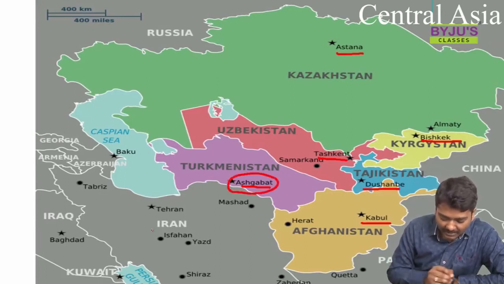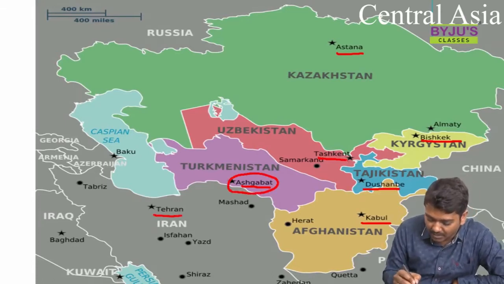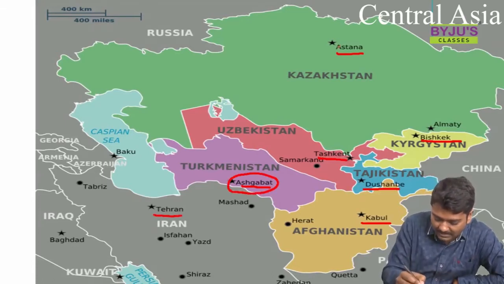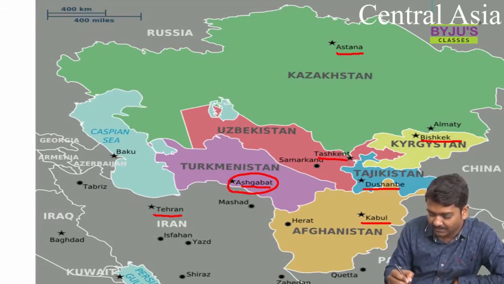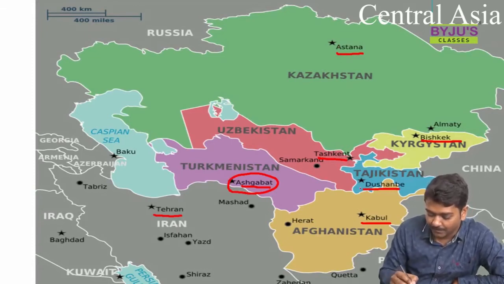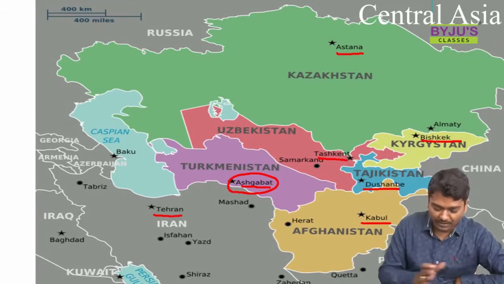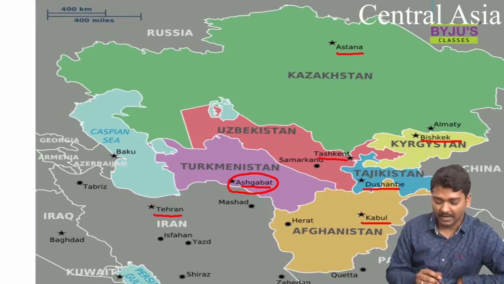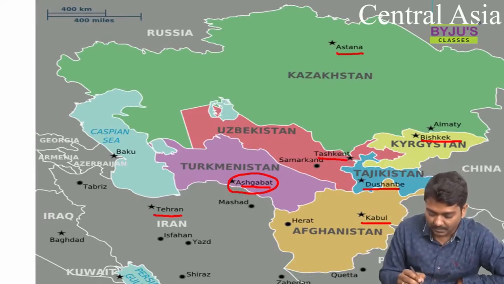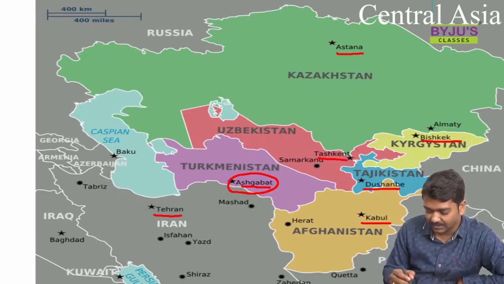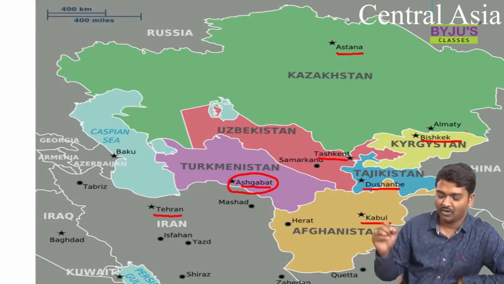So let us start from Iran itself. You have Tehran, Ashgabat, then you have Astana, Tashkent, Kabul, Dushanbe, Bishkek. Can you see how it is moving? So first Tehran, Ashgabat, Astana, Tashkent, then you have Kabul, then you have Dushanbe, and then you have Bishkek.